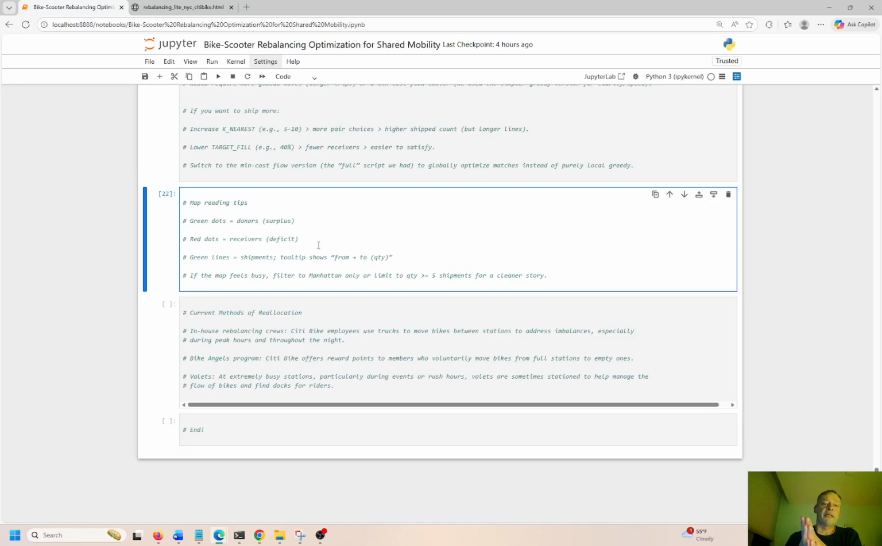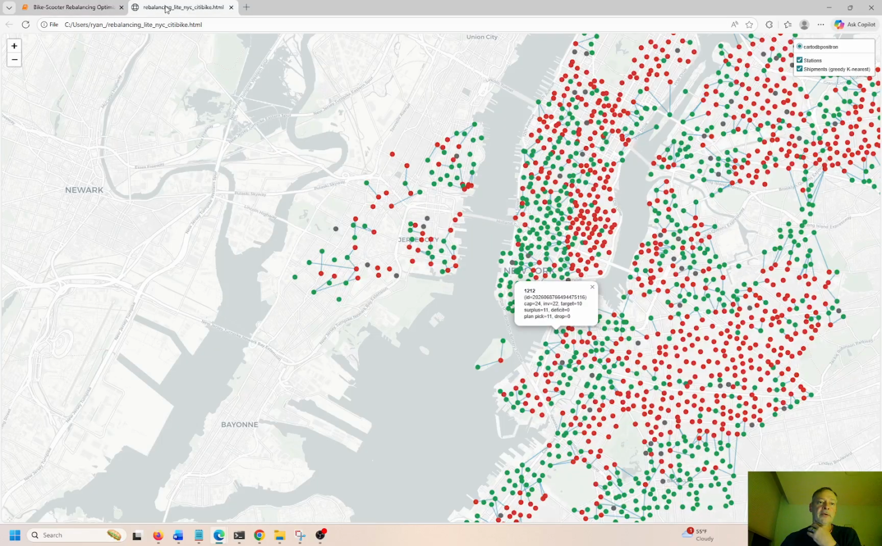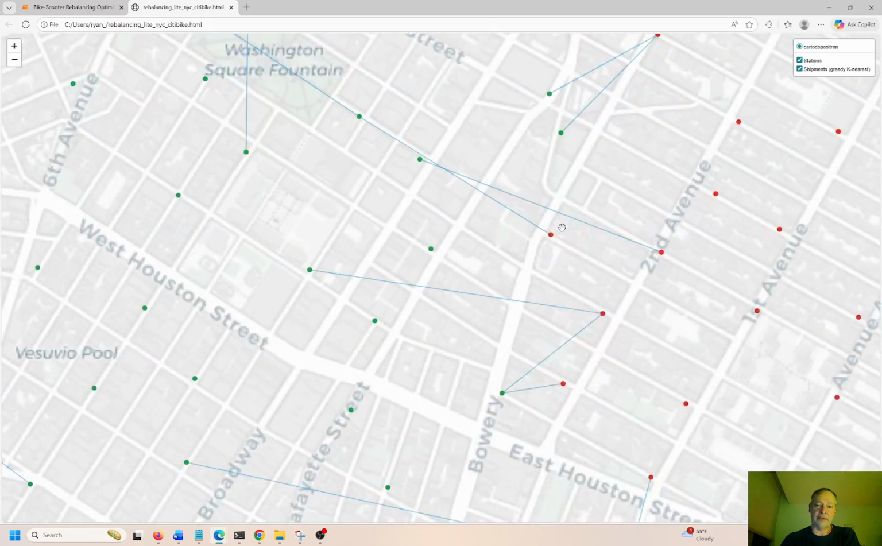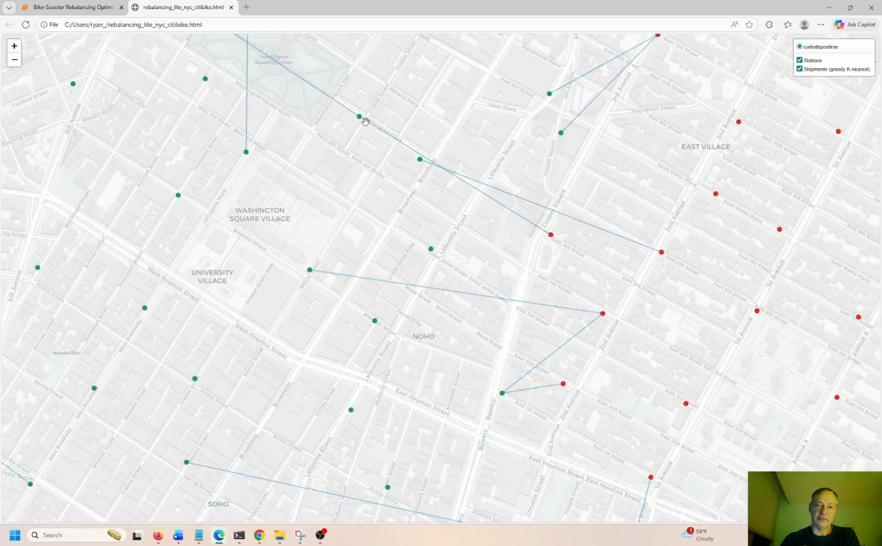So the green dots mean donors, these are surplus. The red dots mean there's a deficit, so that's a receiver station, right? And we saw that before. So green, there's too many bikes here. They go into stations that are red, okay? You can see the distribution here. So this is green to red. Here's all the details of the station. We have the station ID, the target, the surplus, deficit. So 0 surplus, it's down by 13. So it doesn't mean it has negative 13.